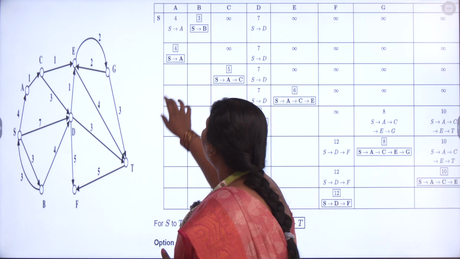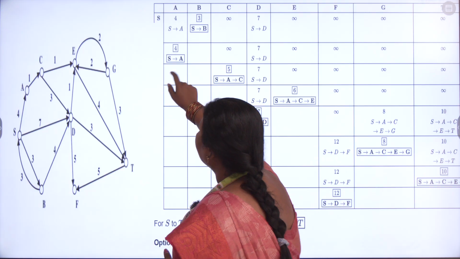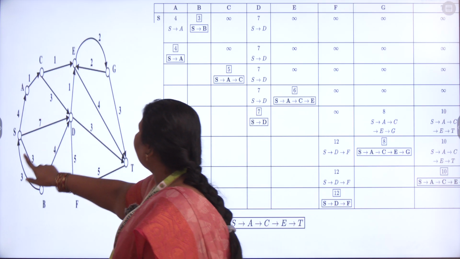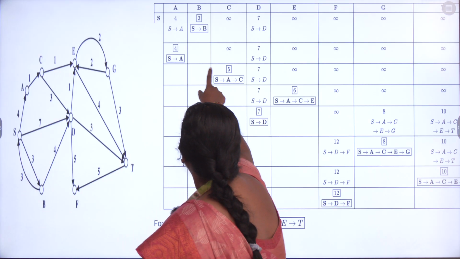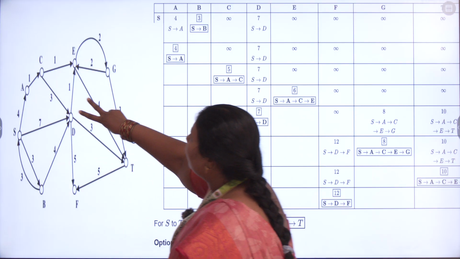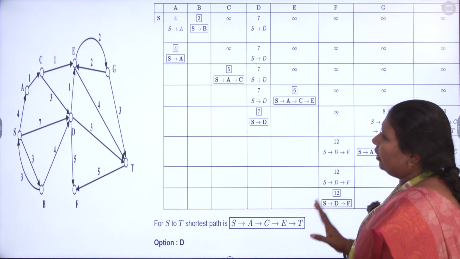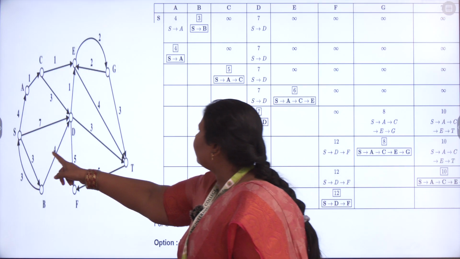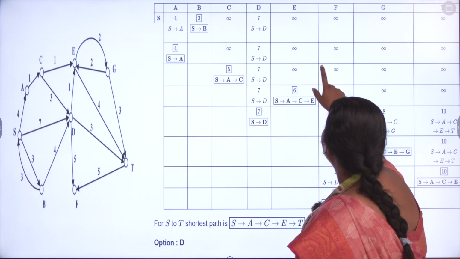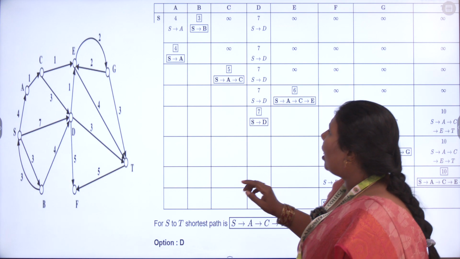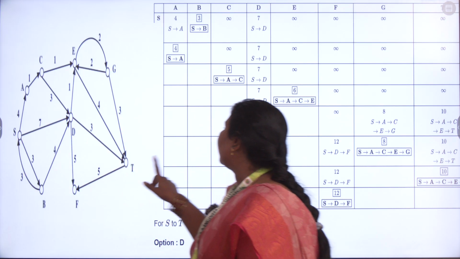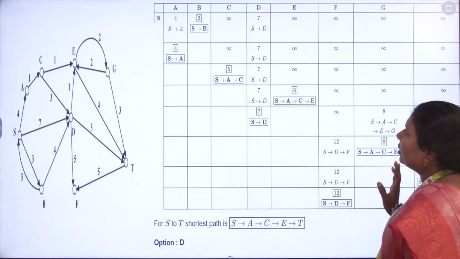So from S, what is the shortest path you have? From S, you have A as 4, and B as 3. To reach C, you need to pass through A, so it is infinity. From S to D, passing through B, it is 7. After that, for E, F, G and T, you have infinity, because you need to pass through so many nodes to reach T. So it is considered as infinity.